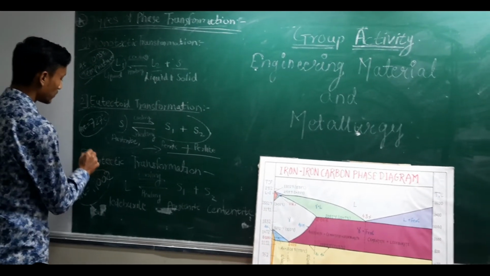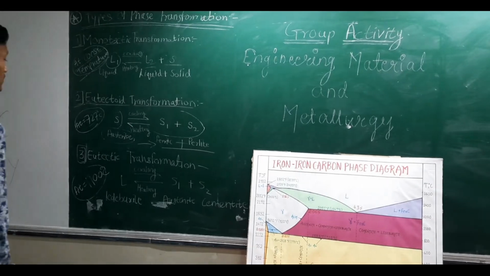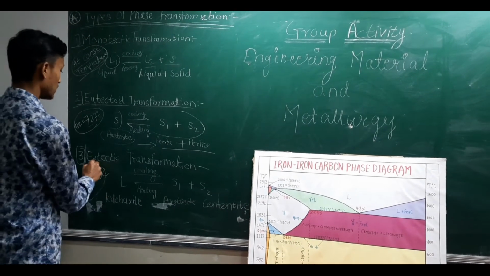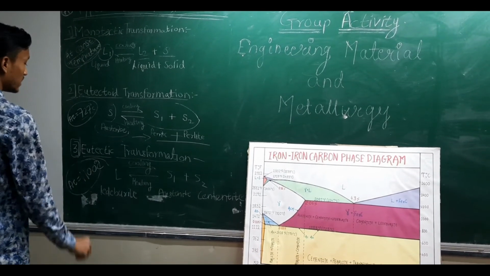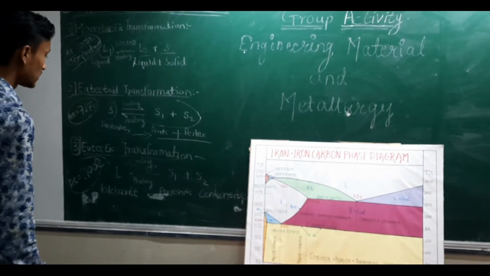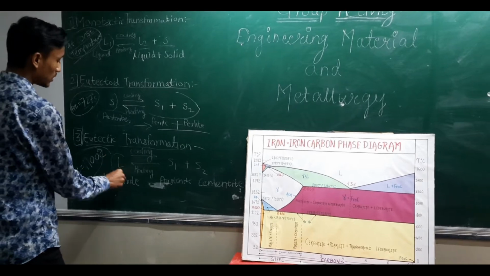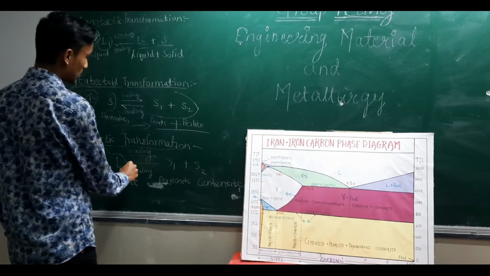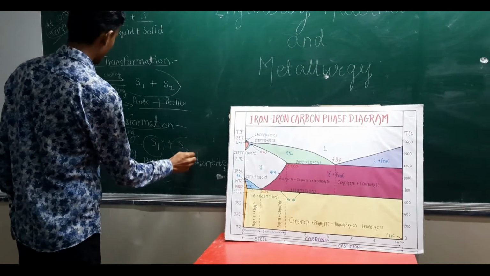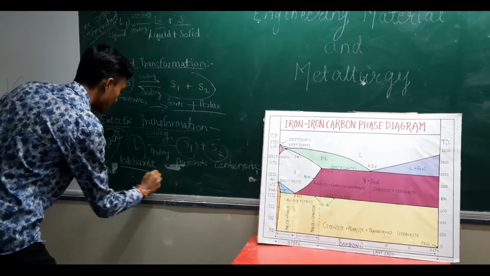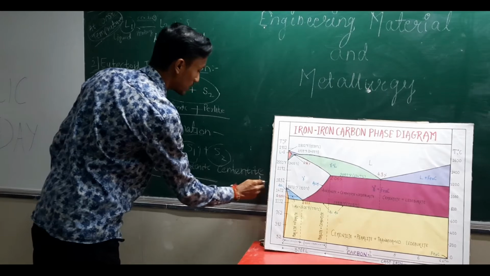The third type of phase transformation is eutectic transformation. Here this reaction occurs at 1100 degrees Celsius. The molten liquid phase decomposes into two new solids. This is called eutectic transformation. Here ledeburite is converted into austenite plus cementite.